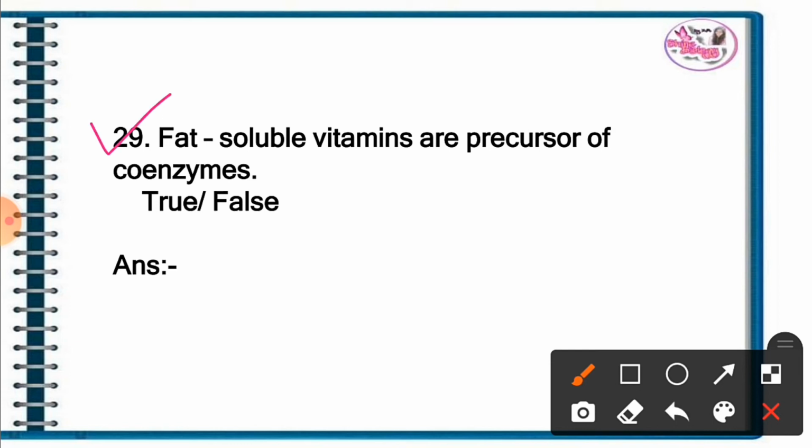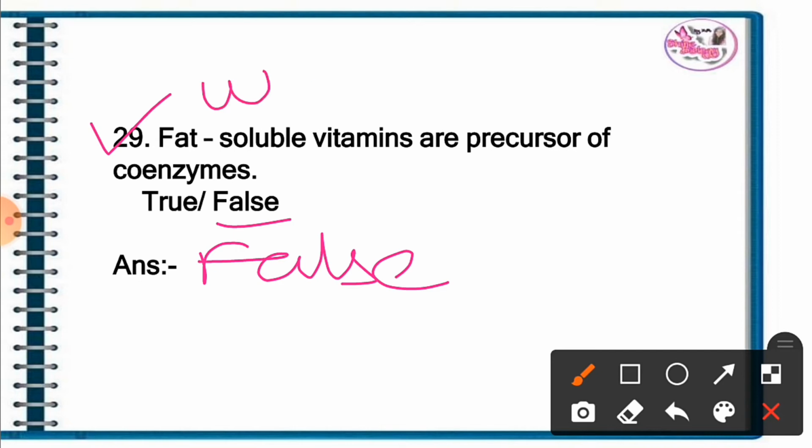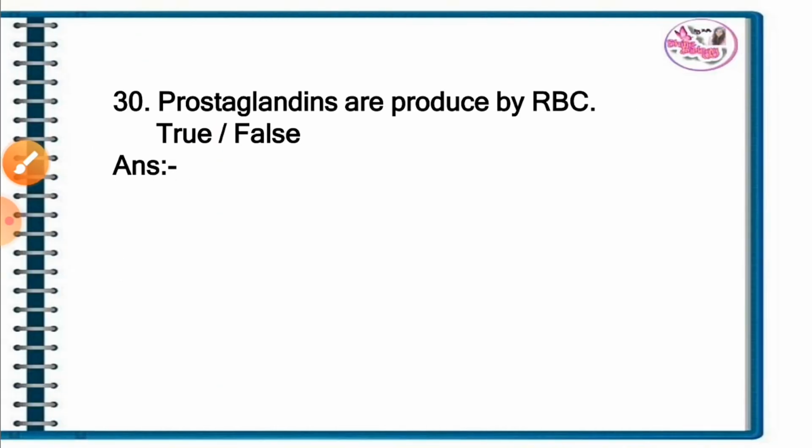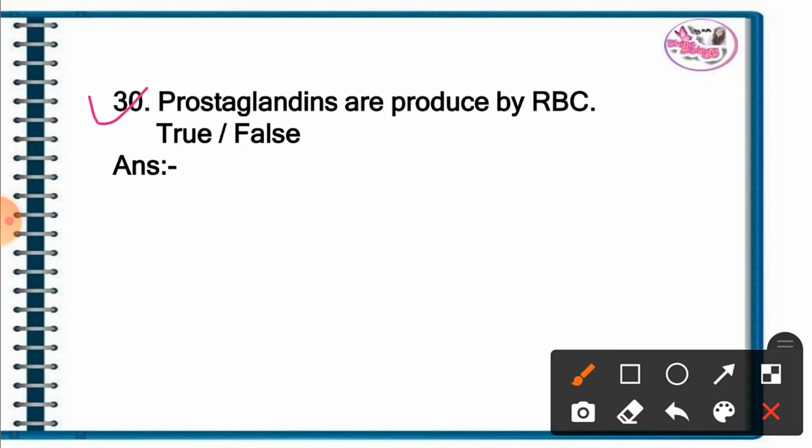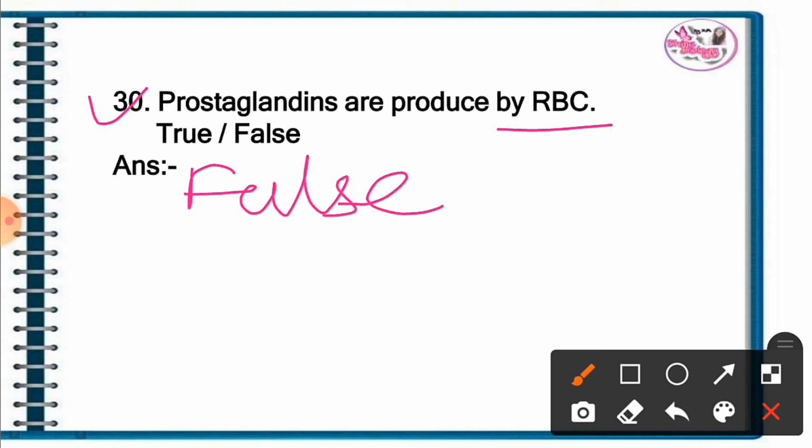29. Fat-soluble vitamins are precursors of coenzymes. The answer is false. Water-soluble vitamins are the precursors of coenzymes. 30. Prostaglandins are produced by RBC. The answer is false. Prostaglandins are not produced by RBC.